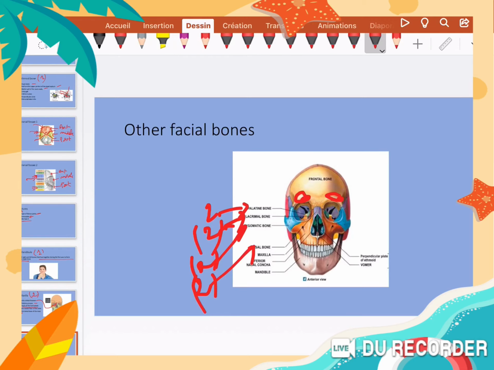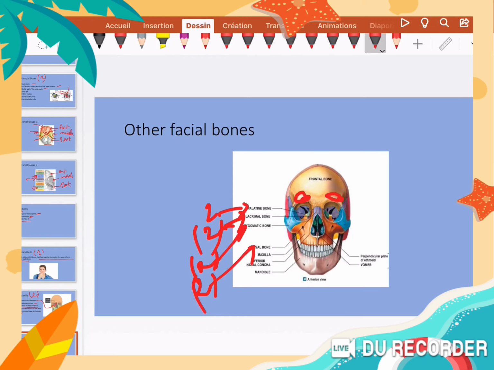So also we have the vomer. We said the last time that the nasal septum is formed, the anterior two-thirds formed by the ethmoid bone perpendicular plate, and the posterior one-third is formed by the vomer. This is the vomer here. This is the vomer, and this is the perpendicular plate of the ethmoid. This is the vomer, like you can see it here.